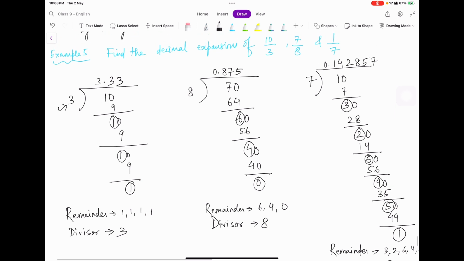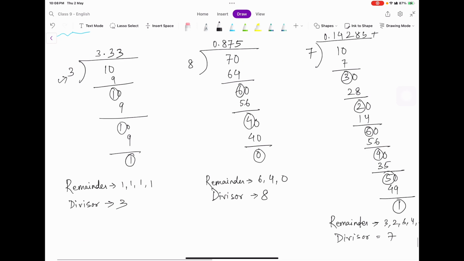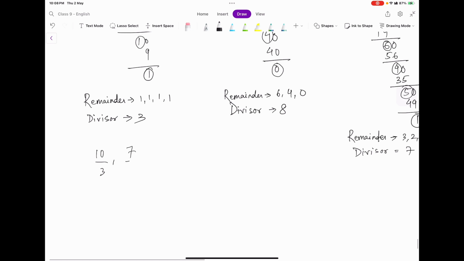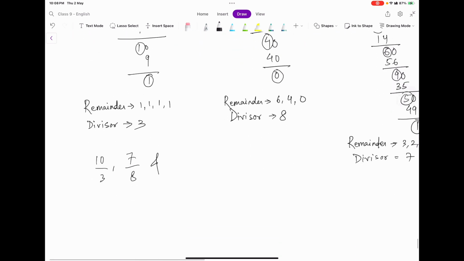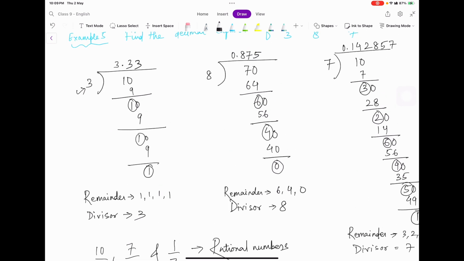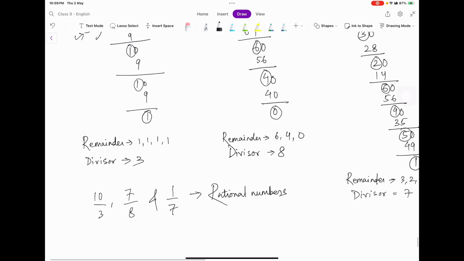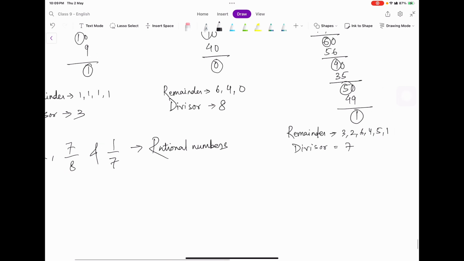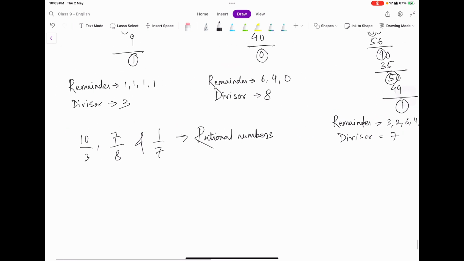Okay, you know what you can tell. We are given 7 by 8 and 1 by 7. These are rational numbers, in p by q form. In the decimal expansion of rational numbers, the remainder either terminates to 0, or after certain digits the same pattern repeats.